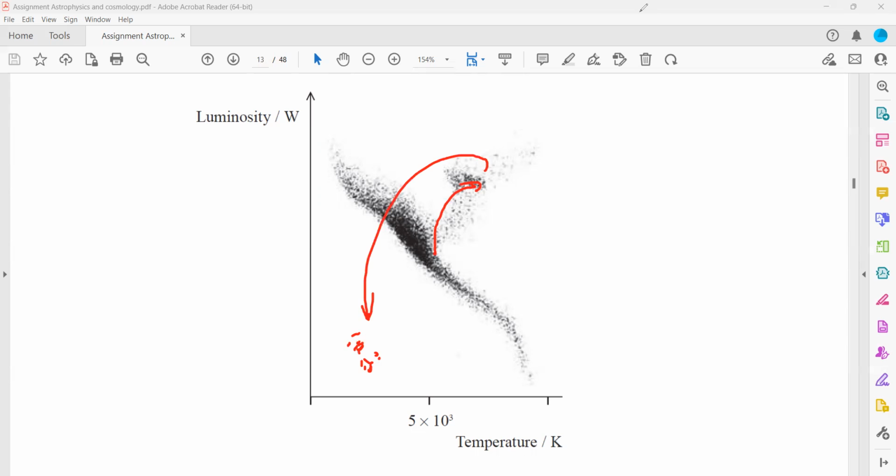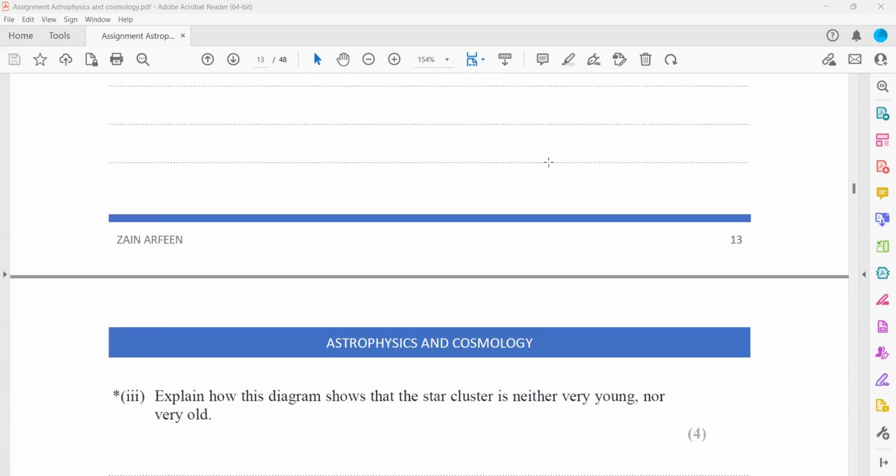So if it was very young, what should the sequence be? We wouldn't find these red giants; we'd find only main sequence stars. If it was very old, then we would find the white dwarfs also. But there are no white dwarfs, so that's why it shows that it is not very young nor very old.